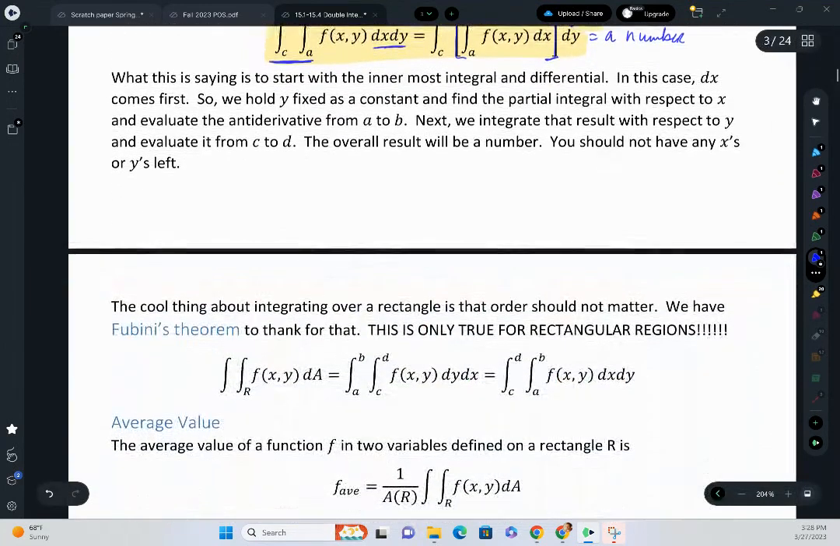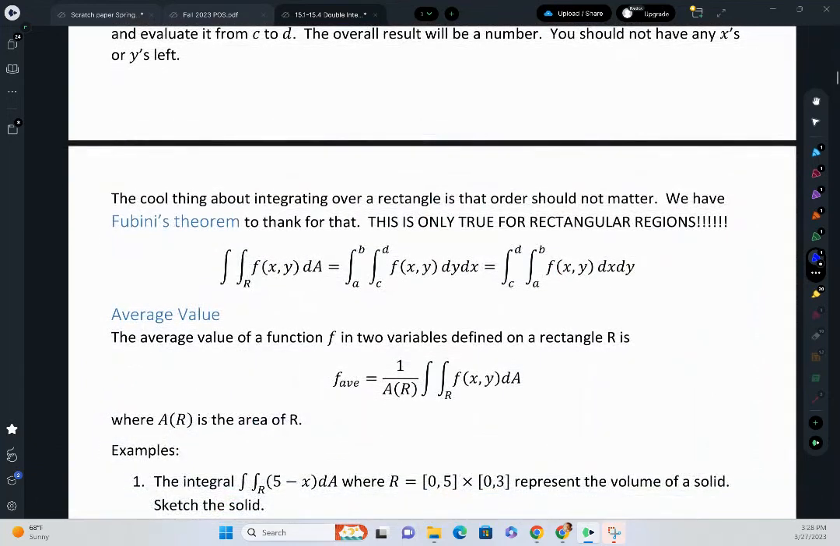Okay, if you switch the order of your integrals, you need to switch the order of your differentials. All right. And so here's our final statement on this, Fubini's theorem. Fubini's a mathematician who proved that this was true, that when we're integrating over rectangular regions, it doesn't matter the order. I need you to keep in mind, this is only true for rectangular regions. Okay, so after 15.1, this isn't true. Okay, we're going to have to work with things differently.